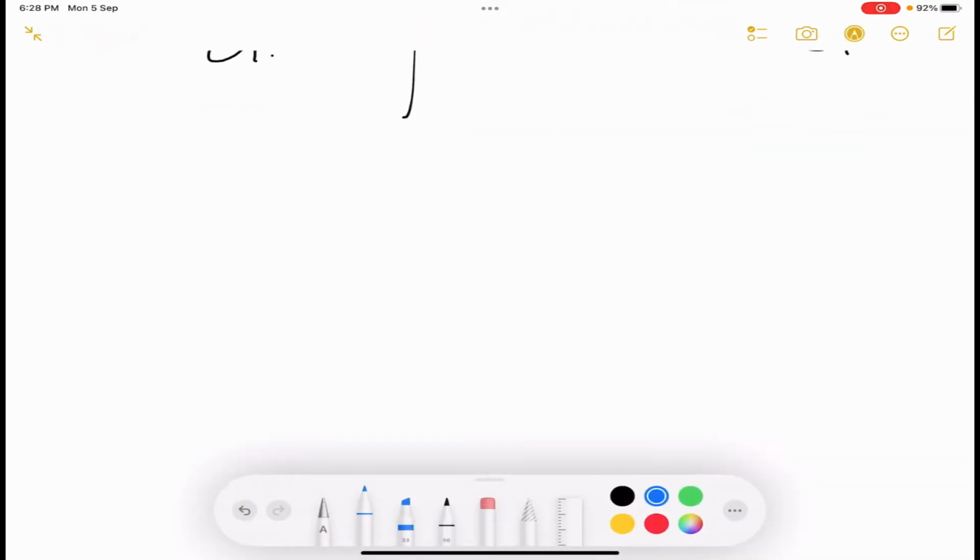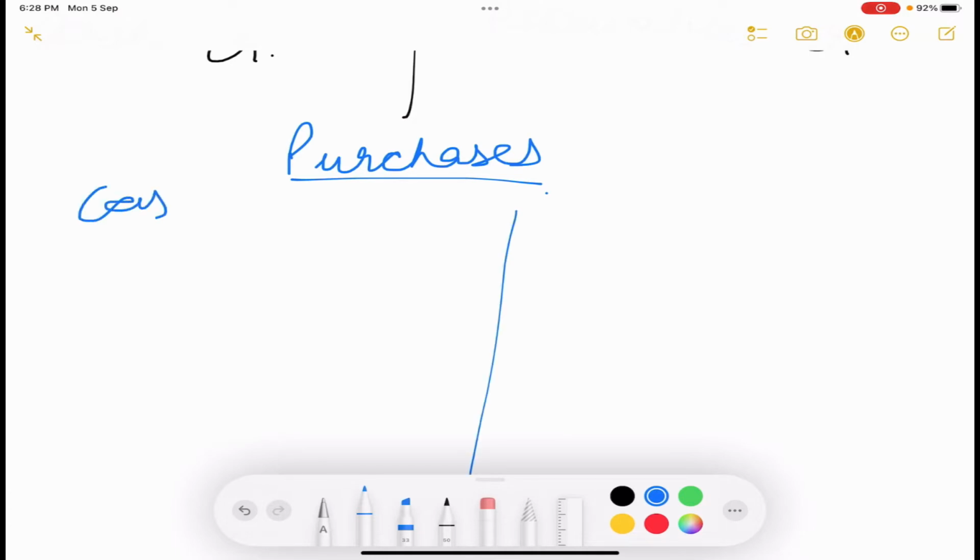Now let's see what happens when a purchase transaction takes place. Purchases. When purchases happen, tell me what happens if it's cash and what happens if it's credit.